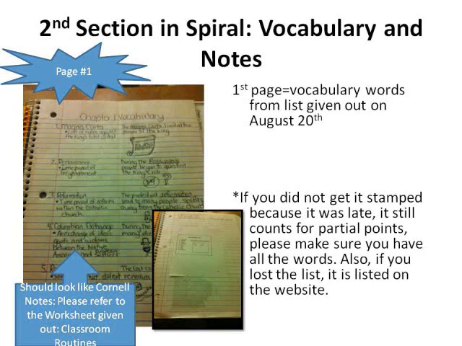One last thing about this, very briefly, it's like Cornell Notes. On the left-hand side, you need your key word and the definition, and then on the right-hand side, you need a sentence with the word underlined and a picture.